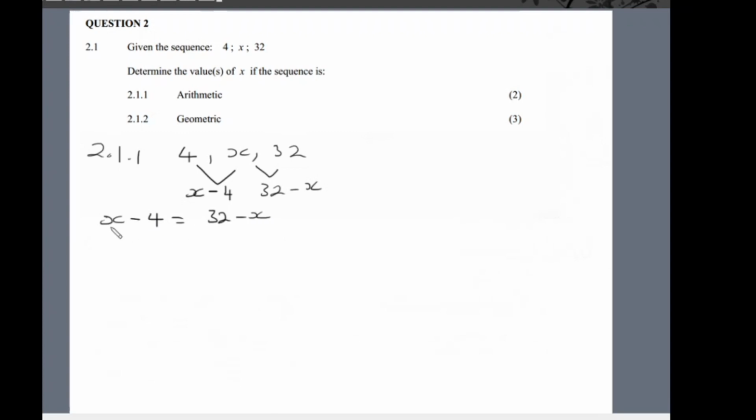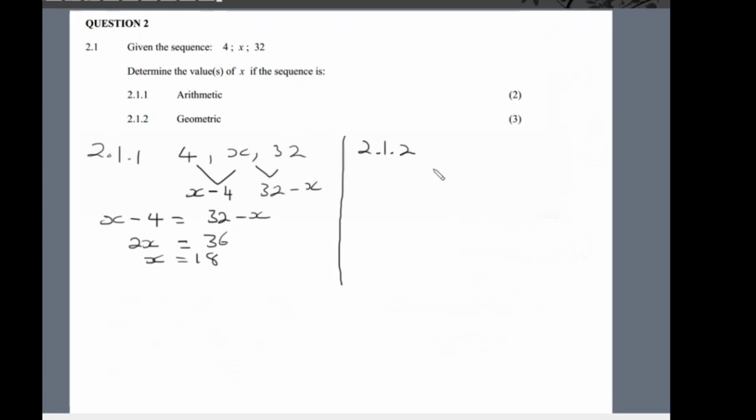Now solving for x, taking x to this side we will have 2x, and then taking 4 to the other side we will have 36. Therefore x is equal to 18. Okay, right, so that's 2.1.1.